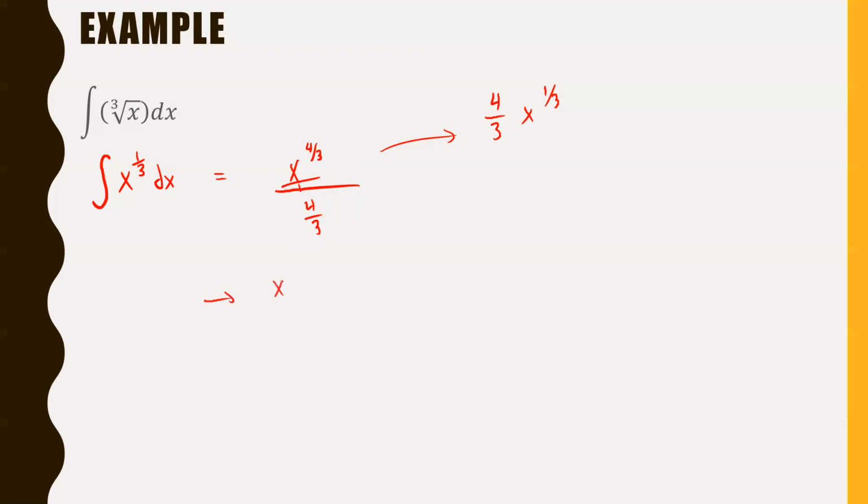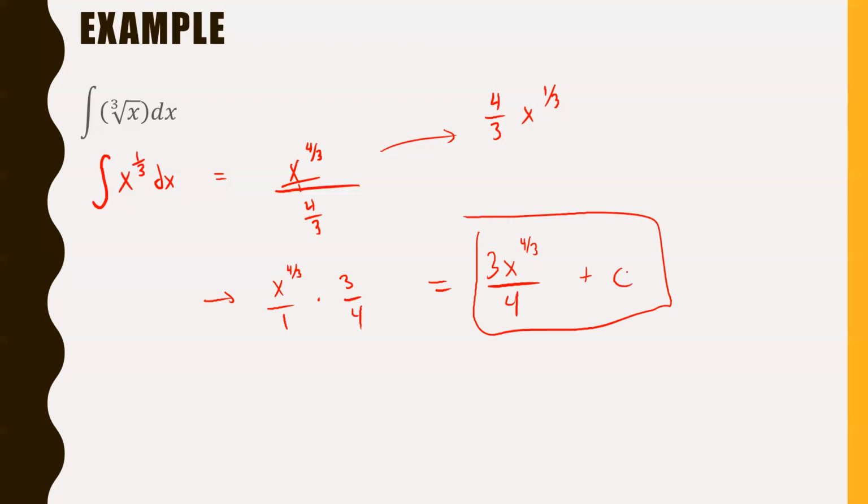Just to show all my work on this one, that's x to the power of 4/3 over 1 divided by 4/3. You got to keep the top, change the divide to a times, and then flip the bottom. So what this will give me is 3 times x to the power of 4/3 over 4. And then we should, of course, say plus c, because when we take the derivative of this, we still need to have a plus c in there as well.